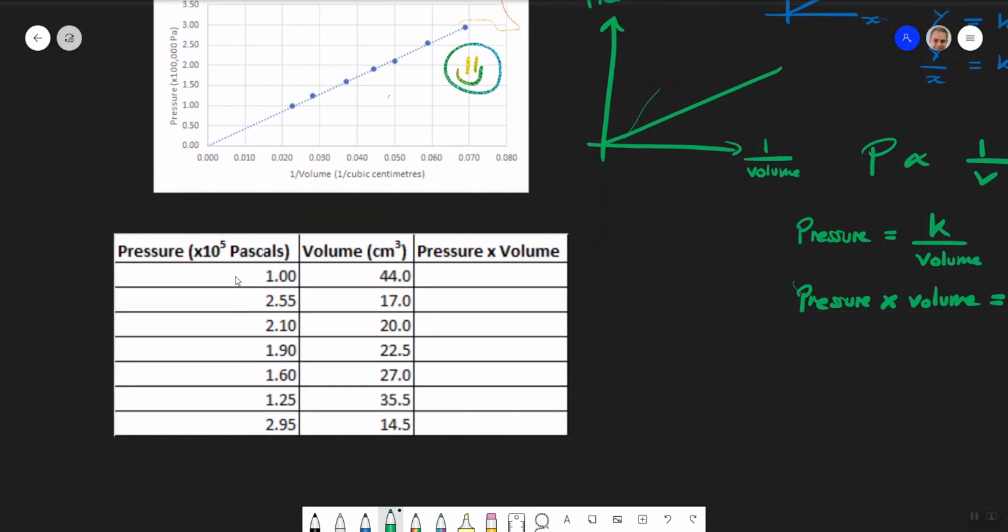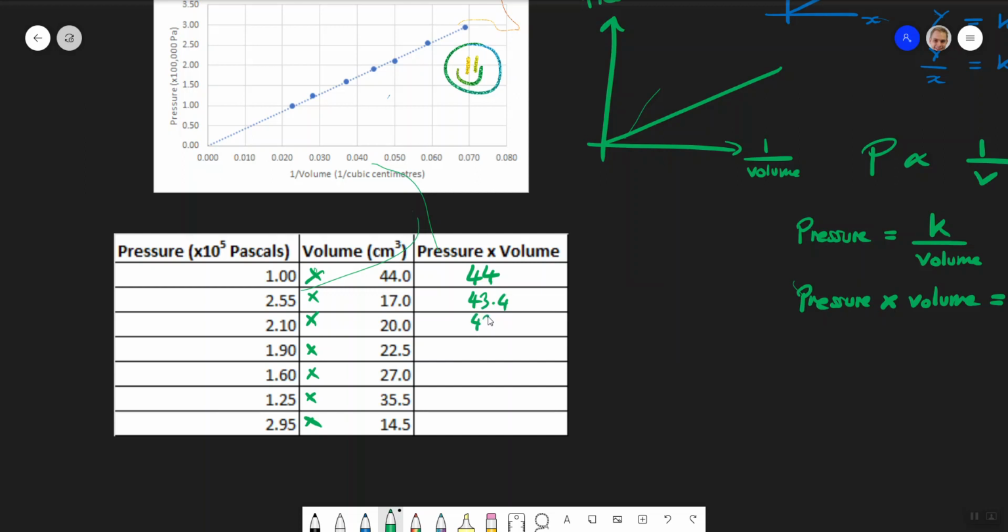So we've got a pressure of 1, we've got a volume of 44 cubic centimeters. So all we're going to do is go down this line and multiply these things together and see what we get each time. So starting with the easiest one, 1 times 44 is 44. So we can say that is therefore 44. Next one, 2.55 times 17. So we've got 2.55 times 17 and 43.4. Okay, I'm quite happy with that. That's quite close. 43.4.